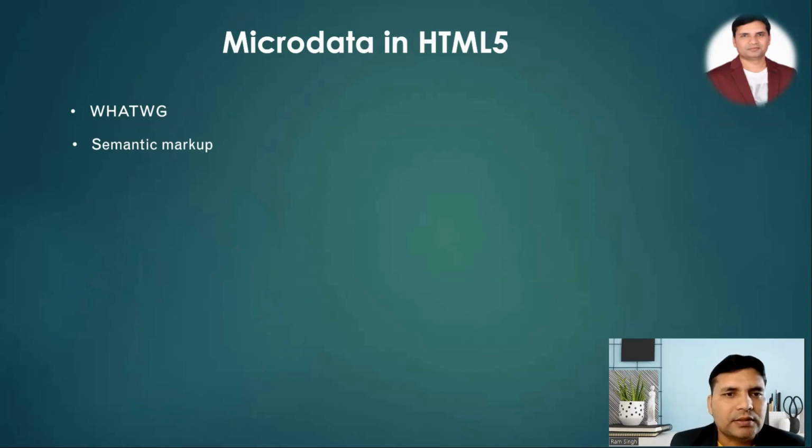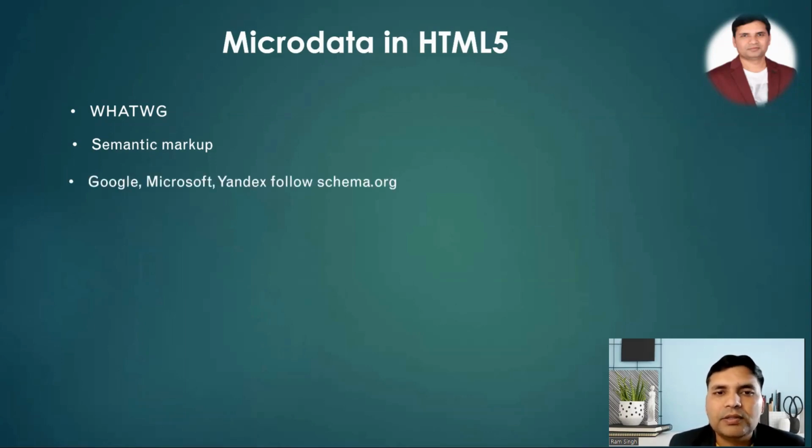And all the search engines, if you talk about Google, Microsoft, Yandex, all of them are following this schema.org, where all these item definitions are there. Items like, if any particular item is a person, or a movie. So let's go with schema.org to understand better what these schemas are defined and how these schemas are used by these search engines. Okay, so let's go to schema.org.